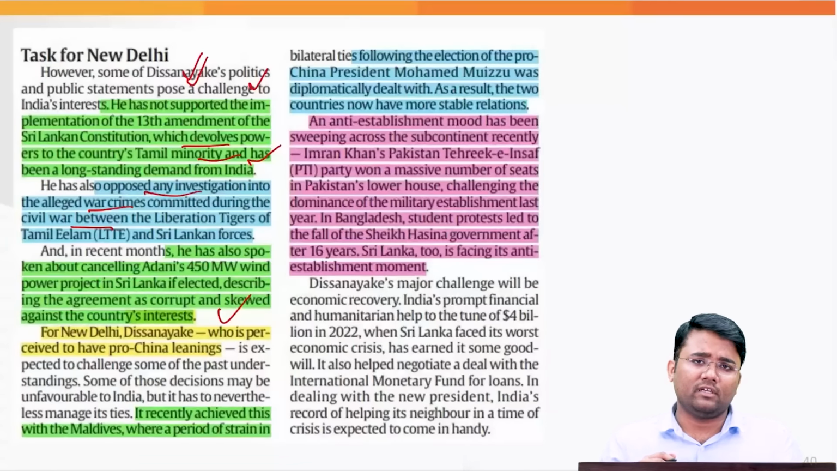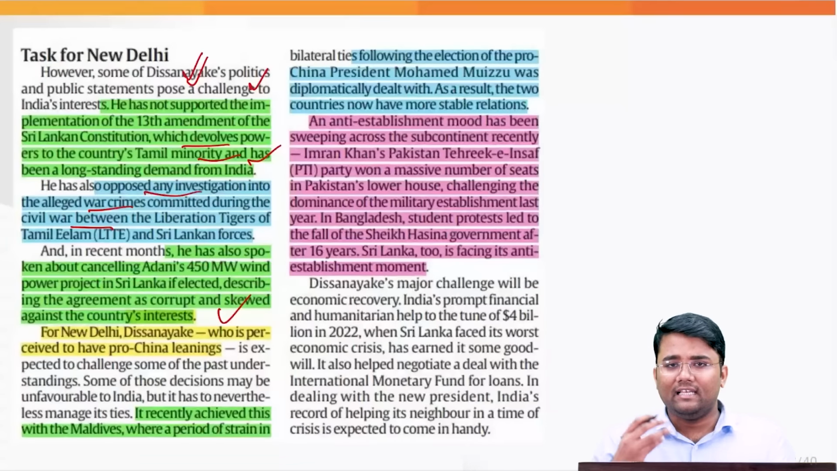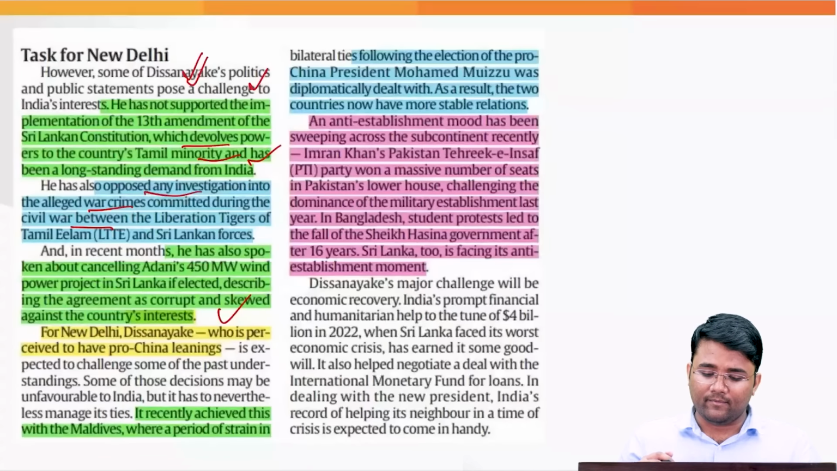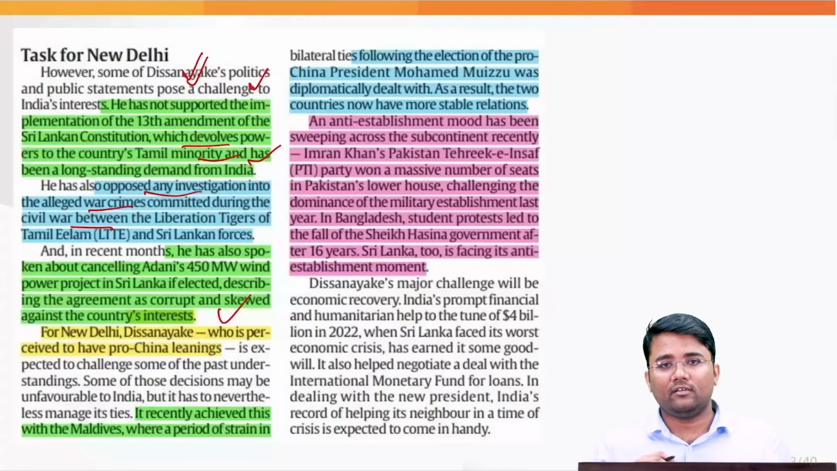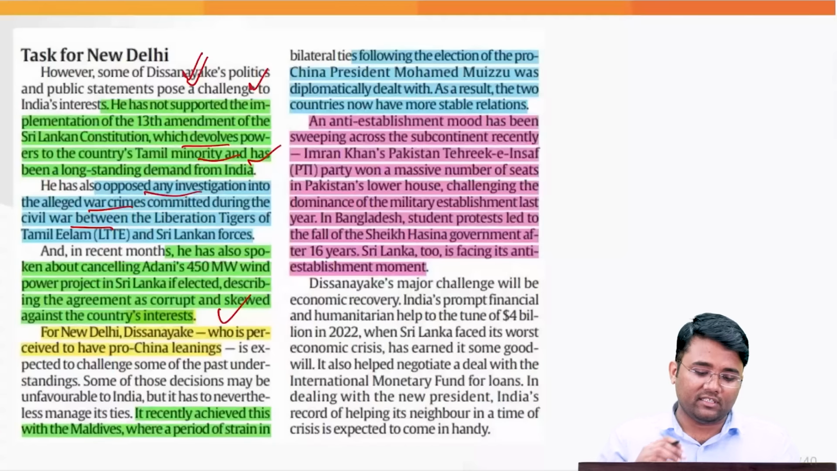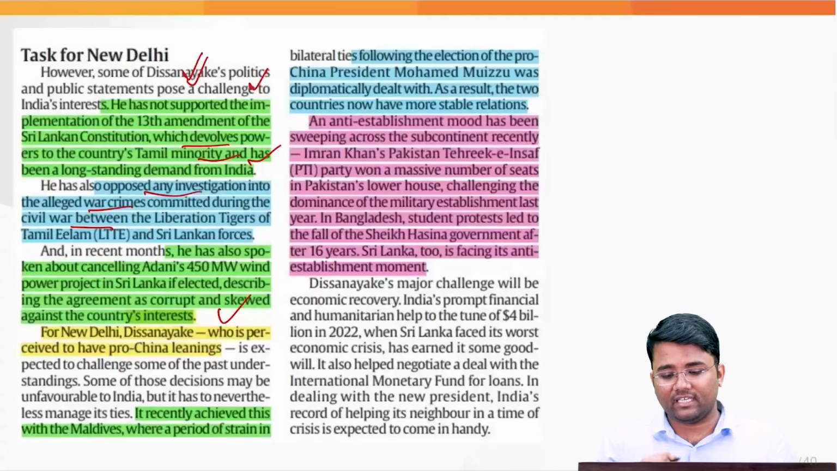Also, there have been several apprehensions with regard to the investments made by some of the companies of India, like Adani Enterprises, Adani Power, etc. So it will be good to watch what the way forward between India and Sri Lanka will be after the swearing-in ceremony of the current president.